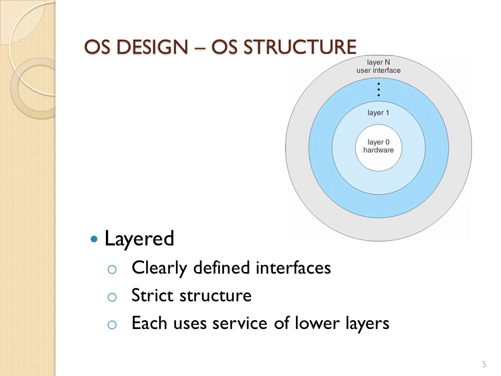So first we have a layered design. A layered design means that you have clearly defined interfaces between the services, and the services are on a particular layer. So if layer 0 is the hardware and layer N is the applications and the interface with the operating system, then all of the services of the operating system are placed on different layers. So a layer will use all of the services of what is below it, and then it will provide services to what is above it.